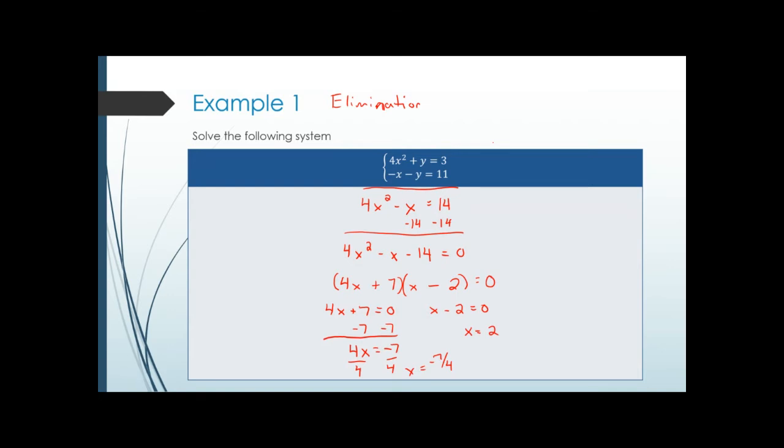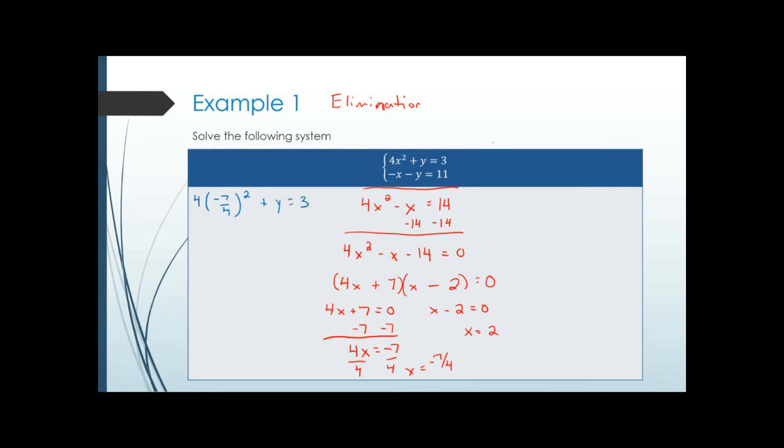Because of the fraction, I'm actually, let's see, square that. We're going to get a fraction in either one, so I don't think one is easier than the other. So I'm going to just use the first equation because it has a positive y and I don't have to divide by anything. So I'm going to start with the negative 7 over 4 and plug that into the first equation, so that it's 4 times negative 7 over 4 squared plus y equals 3.